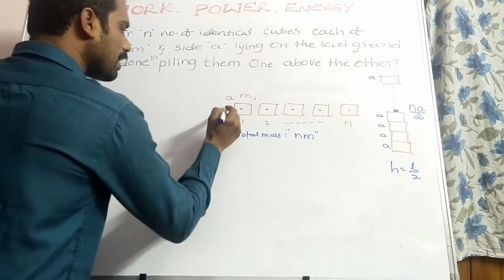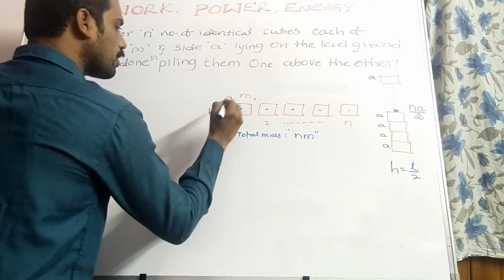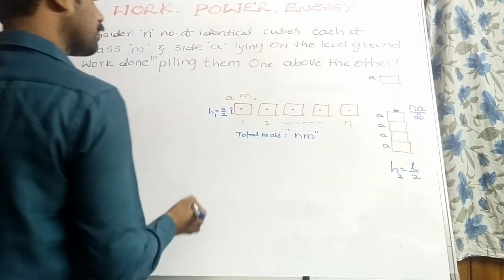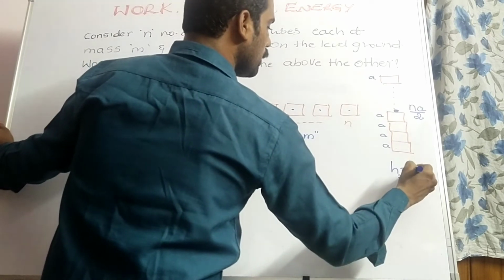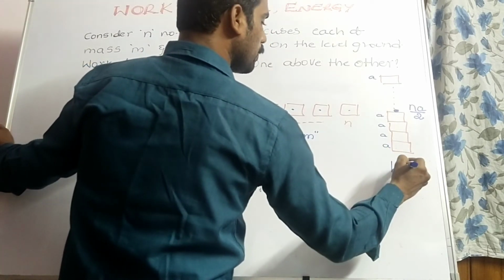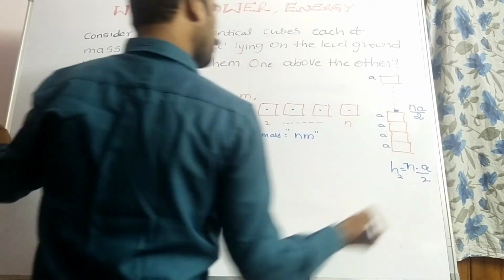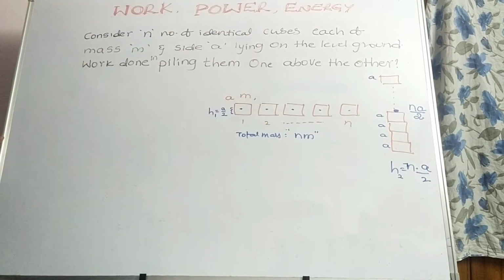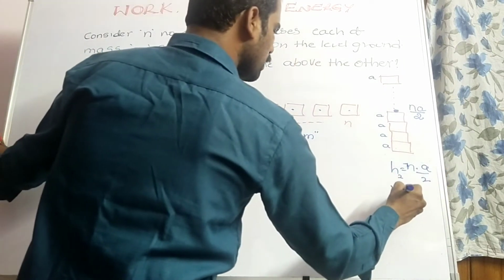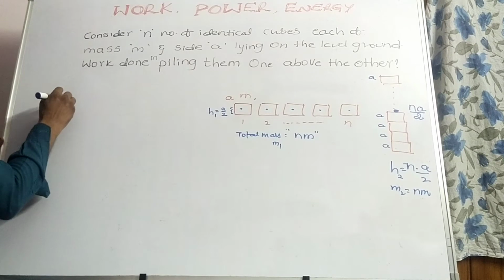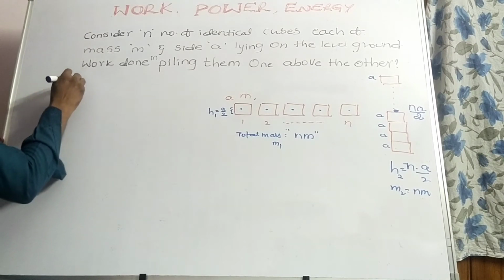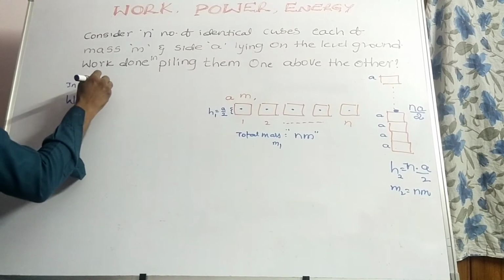And here height h1 is equal to a by 2. h2 is equal to n into a by 2, as well as mass m2 is equal to nm, and here m1 is m. So now the work done in the horizontal position.